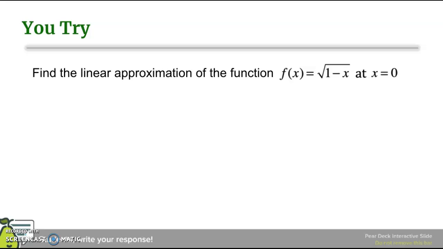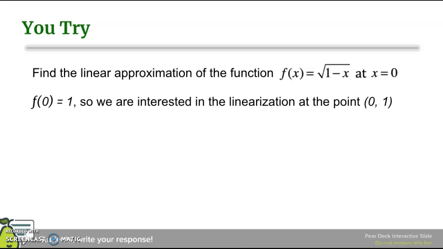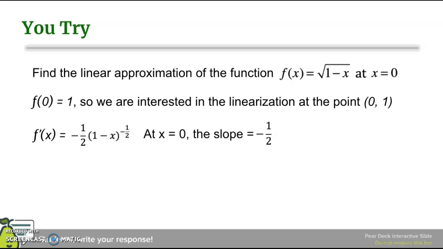Find the linear approximation for the function f of x equals the square root of 1 minus x when x equals 0. All right, so first off I need the point. Plug x equals 0 into the function and you'll get the point 0, 1. Then you need the slope, so you have to find the derivative, put the 0 in for x, and the slope is negative 1/2. And therefore the linearization is going to end up to be L of x equals minus 1/2 x plus 1.